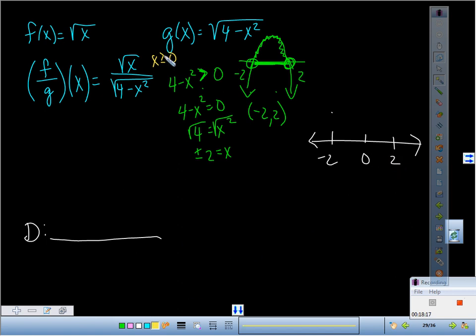Like, I'll do this yellow one right here. He goes from 0, included, to infinity. Alright? This one, I'll do it in green. He goes from negative 2 to positive 2, but they're not included. Okay?